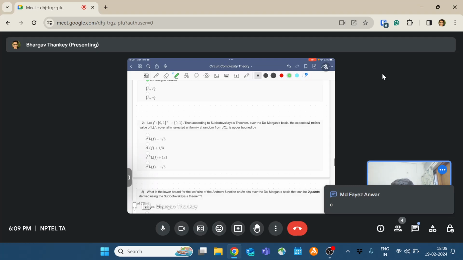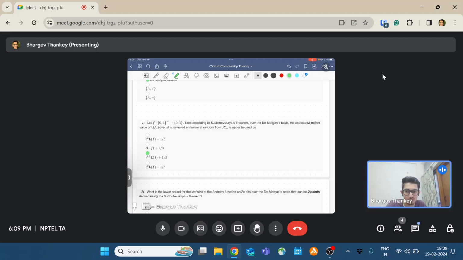Yeah, it's C. So epsilon (L(f) plus 1) over 3 is simple, right? It's just a counting argument. But Subbotovskaya's theorem improves upon it and makes it epsilon to the 1.5. And it's this 1.5 that helps us in getting, say, the n to the 2.5 lower bound for Andreev's function.